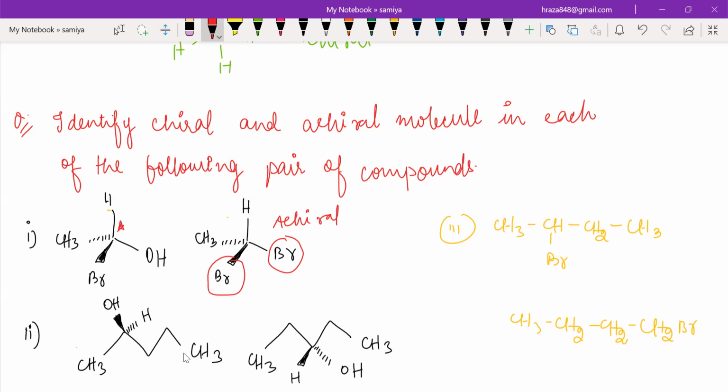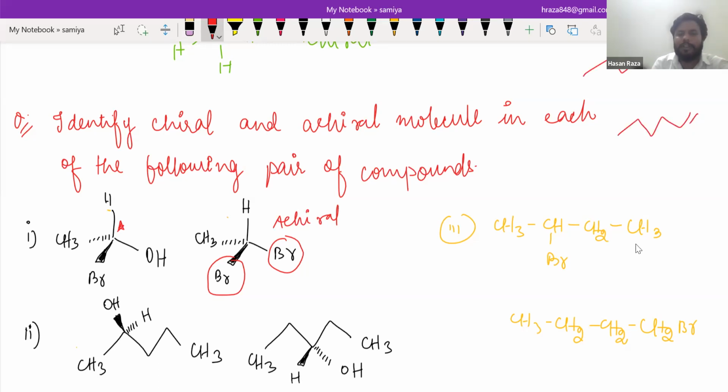Which carbon is chiral in this? This is important. If any carbon is chiral, that means it is a chiral compound. I'm going to number it: 1, 2, 3, 4, 5. How many chirality centers are there?